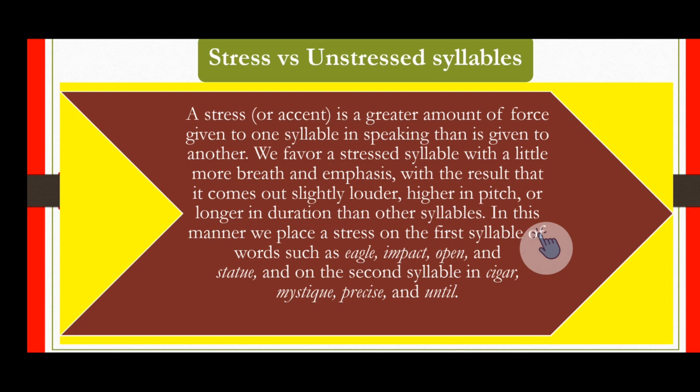For example, we have the word until. You can see here that in until, the first syllable is unstressed, while the second syllable, till, is stressed. So here we have the explanation. A stress is a greater amount of force. When you give a greater amount of force to a syllable, it is called a stressed syllable. Force is given to one syllable in speaking, then to another.